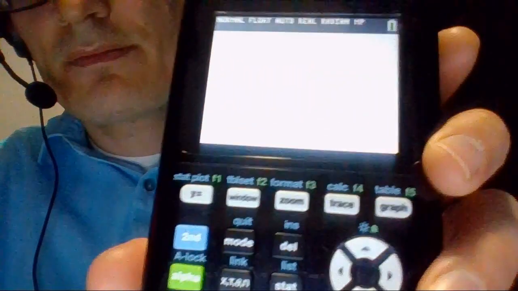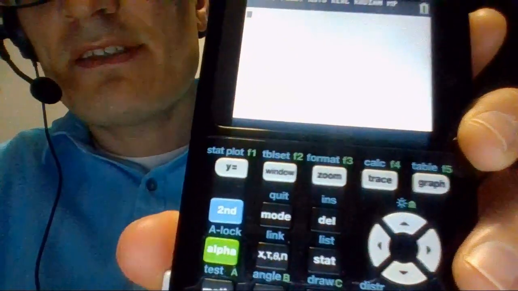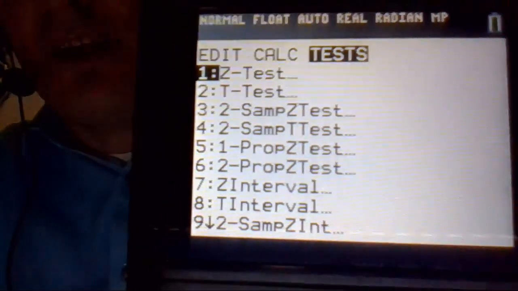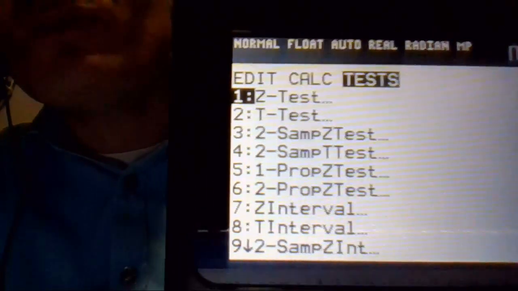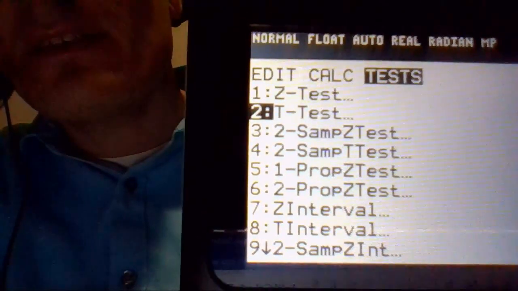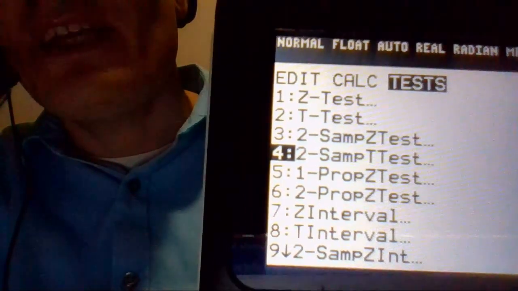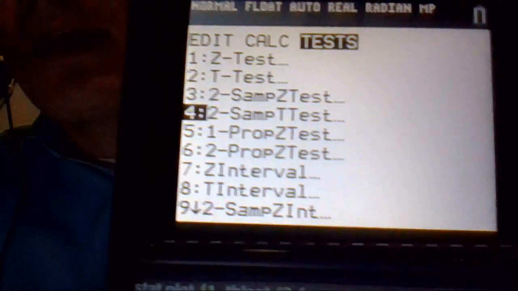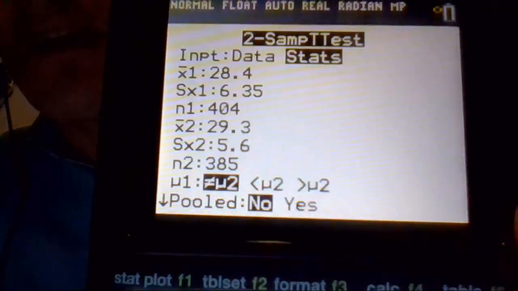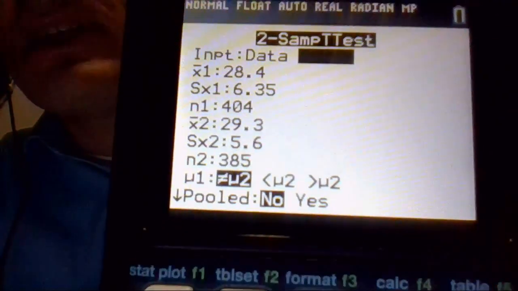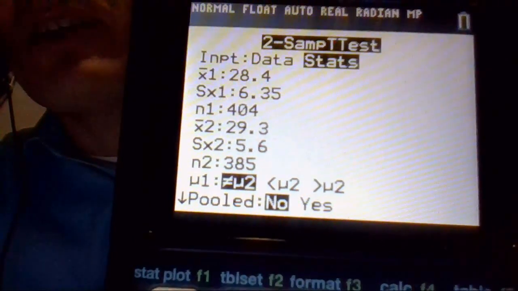So take our calculators out. Stat, we know where that's at. Into the test menu. Our two-sample z is in 3. We're using a two-sample t, which is the 1 in 4. So that's what we're using there. When you click enter, you can see what you're going to type in.